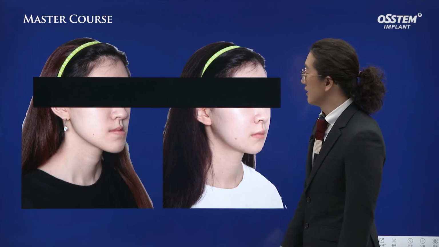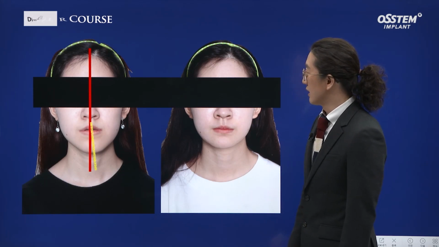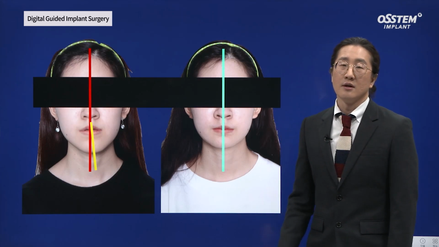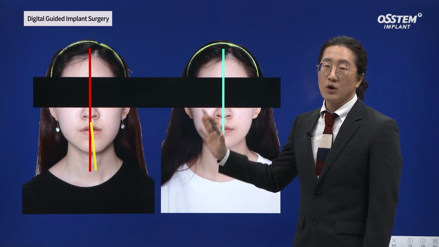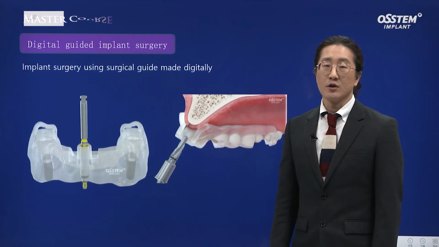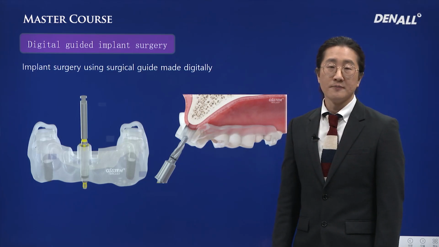After surgery, you can see that lower protrusion has been improved, and compared with before surgery, facial asymmetry has been improved significantly. Digital dentistry can be used very frequently for patients with facial asymmetry. Moving on to digital guided implant surgery.